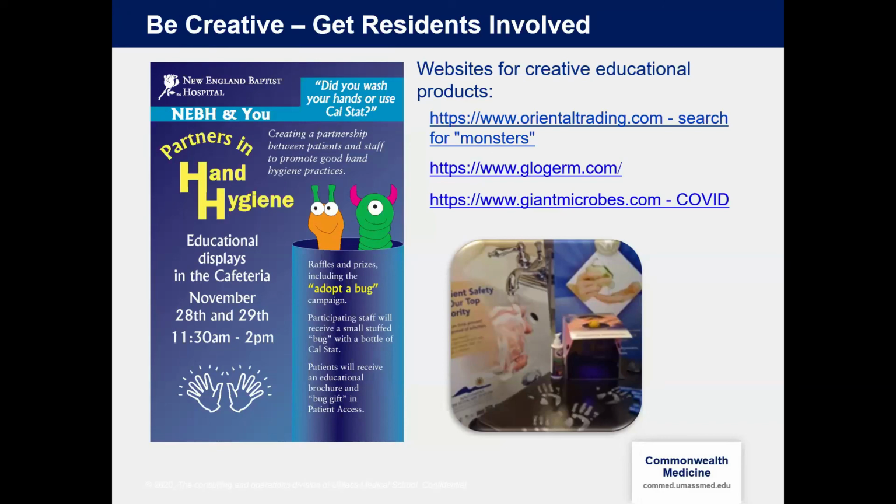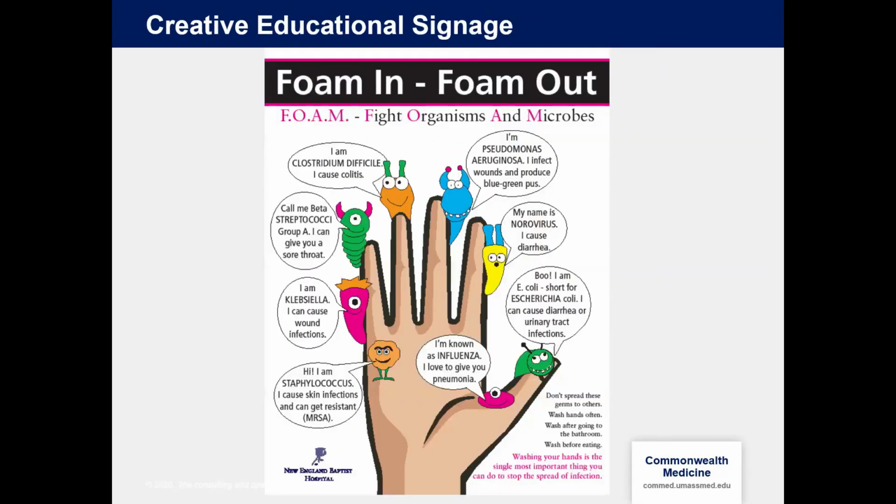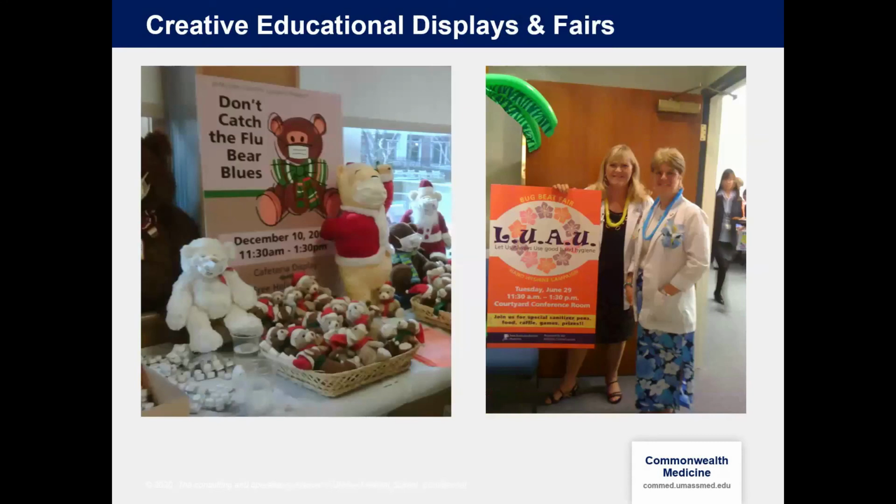There are other giant micro stuffed animals. One of them's actually on COVID. We got the staff involved with signage. Just take pictures of your staff, get their permission, legal contract there, and make up different signage so that you can see everybody's role modeling that we encourage hand hygiene and sanitizing. This one you could use, foam in, foam out. You can just cut off the New England Baptist and put the name of your residential care site, and that's how you can educate the staff. We had foam for our sanitizer, so that's why it said foam in, foam out, but you could cut off the top there if you just wanted to use the organisms. Here are some don't catch the flu bear blues.